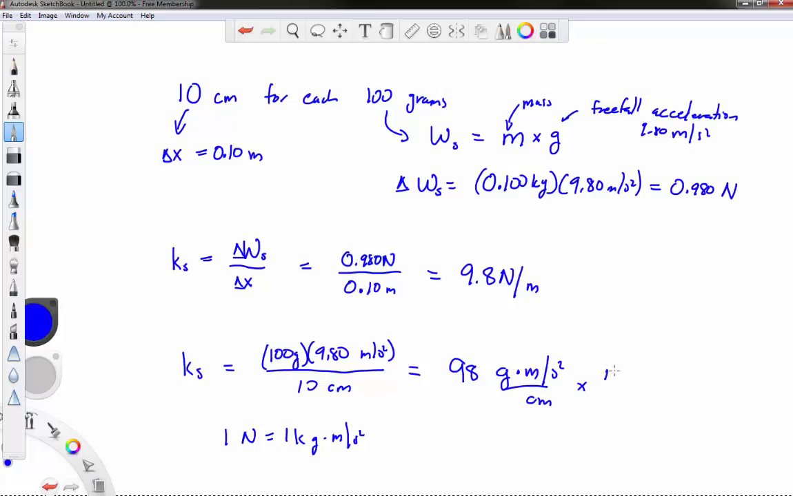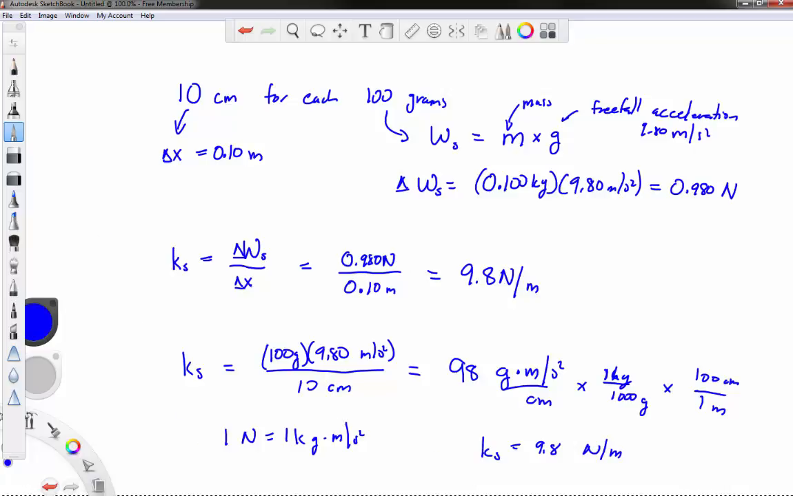So we would have times 1 kilogram divided by 1,000 grams, and then we've got to get rid of the centimeters on the bottom, so we have to put 100 centimeters per 1 meter here, and so you'd again get Ks is equal to 9.8 newtons per meter.